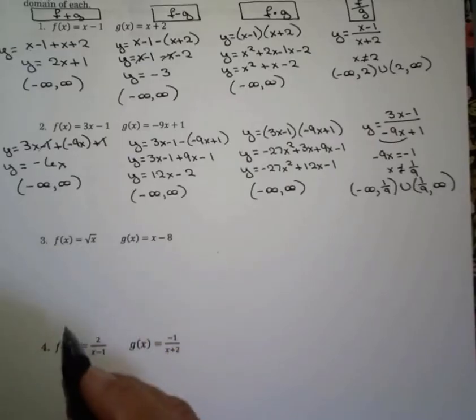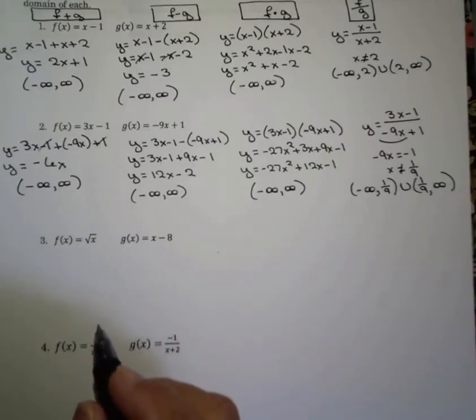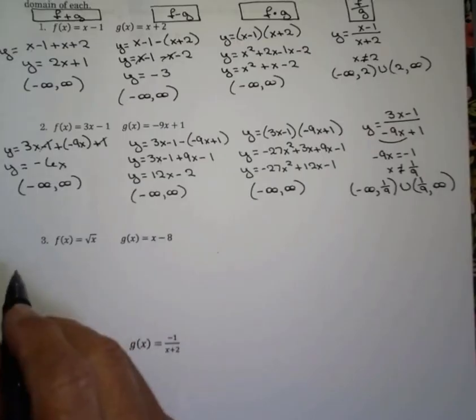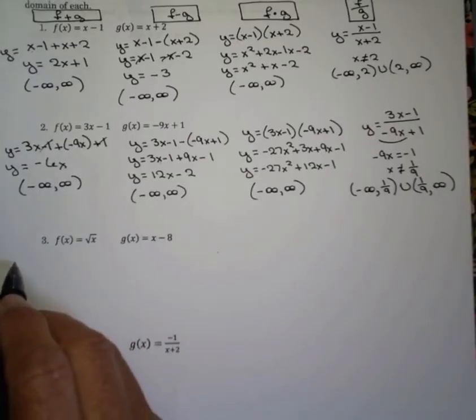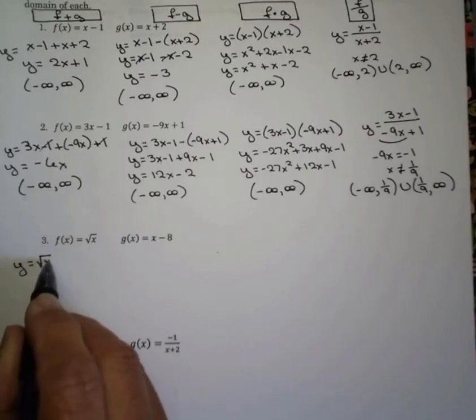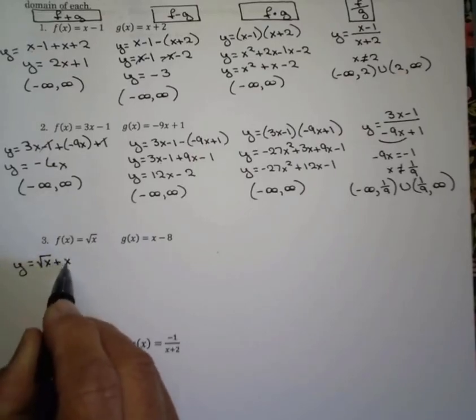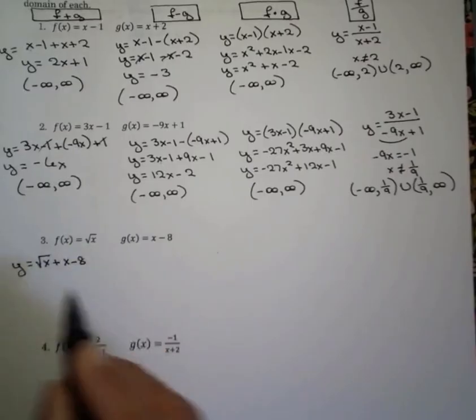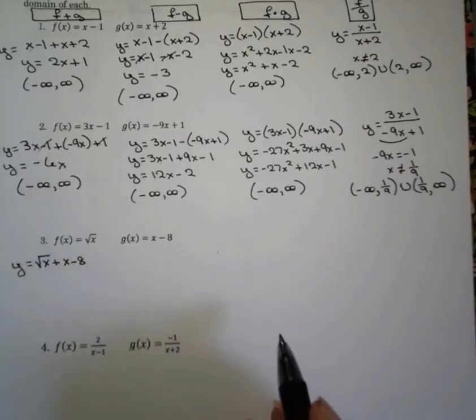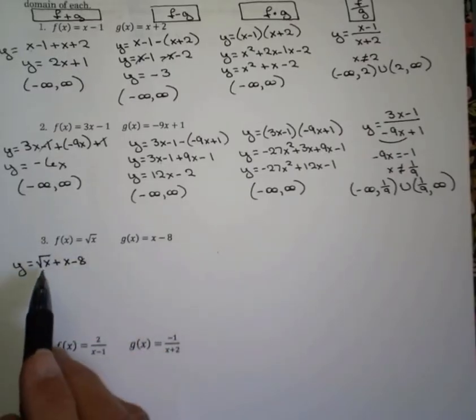Let's take some that have some more difficult problems, some radicals in them. Let's say this one is going to be addition. So I'm going to say y is equal to the square root of x plus x minus 8. There's nothing I can combine or simplify here. The problem would be if this x value under the radical was a negative, I would have trouble.